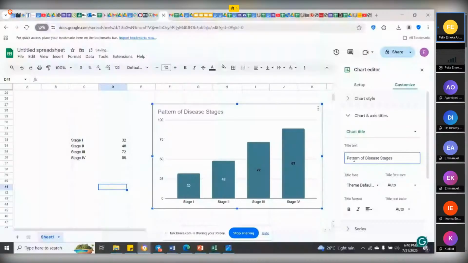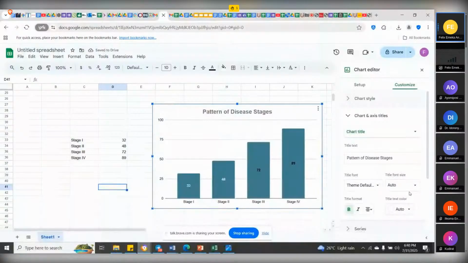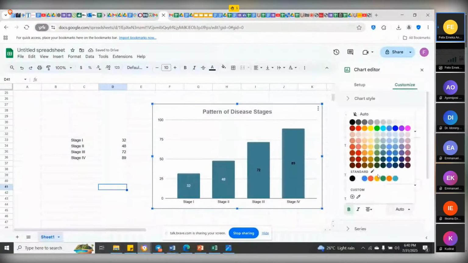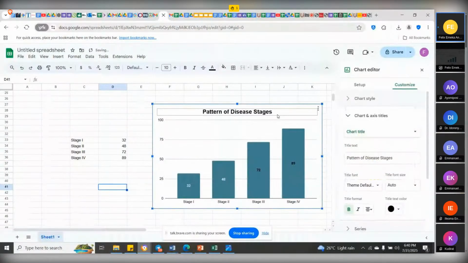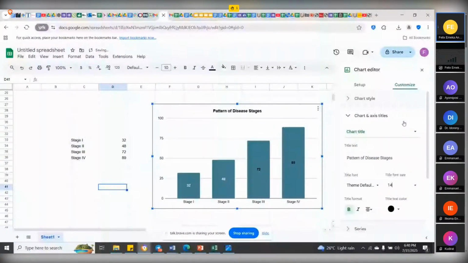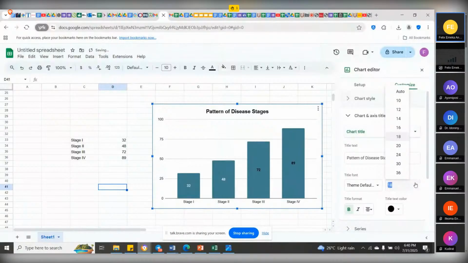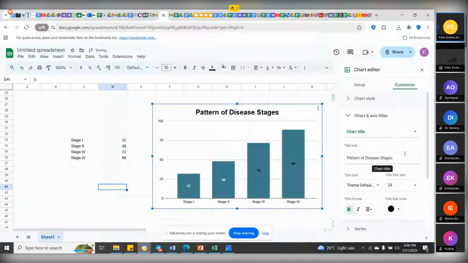If you want it in the middle, you just come here, you go to the middle. If you want to bold it, you come here. If you want to change that color to black, you can come here and choose black. If the font is too small, you want to increase it, you come to font size. 14 is small. You can go to 18 if it's not too big. You can go to 24. Maybe you like this. And you can label the horizontal. You can also label the vertical. It's up to you. I have labeled using chart title.